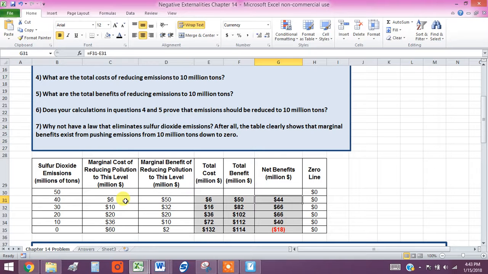But as we get down to lower and lower levels, we're going to have to use more and more filter technology to reduce it at those lower levels. We may even have to change our production methods. So it becomes more and more expensive as we drop down to lower levels.